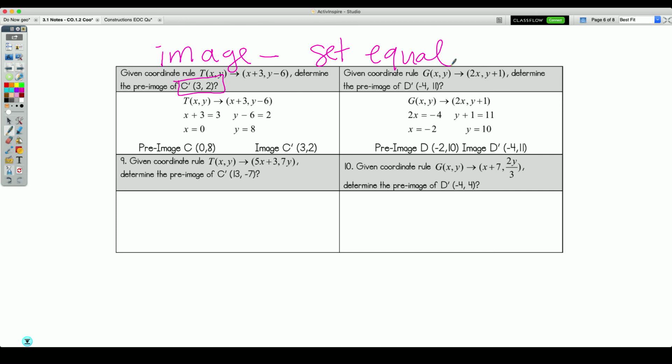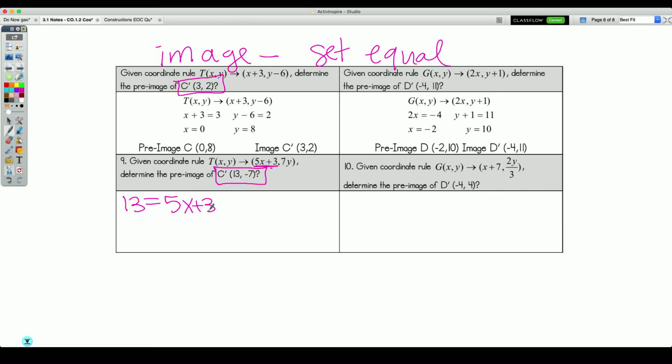It's the same concept as what we were doing, but now we have to break up the equations for an x and a y. Let's look at number 9 here. It gives me C prime, which is my output or my image. I'm going to take my x value, 13, and set it equal to the function for x, which they gave me as what? What's the equation that has x? 5x plus 3.